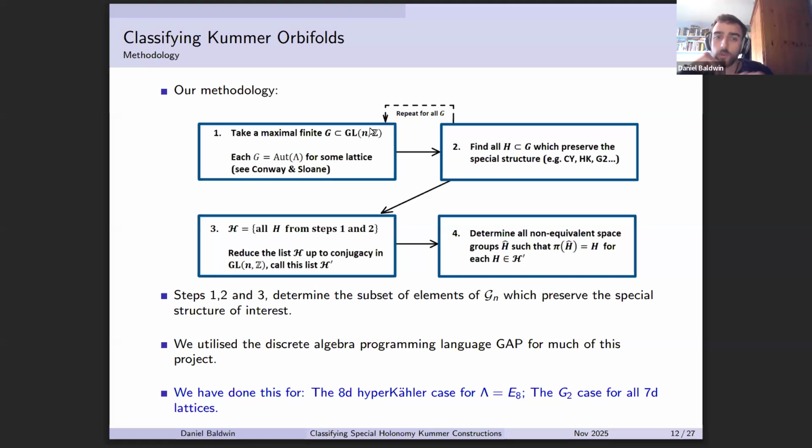And then in step 3, we collect all of these in a list, and then we reduce them up to conjugacy in GL(n,Z). And this then gives us a list which I've called H prime, which is our list of possible point groups. So steps 1 to 3 just give us our list of possible point groups which preserve the special structure that we're interested in. And then the final step, step 4, is just to take each of the point groups in this list and find all of the space groups that have that point group. And this gives us our list of possible special holonomy Kummer orbifolds.